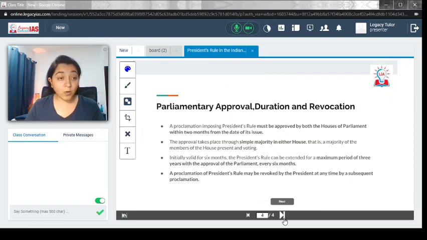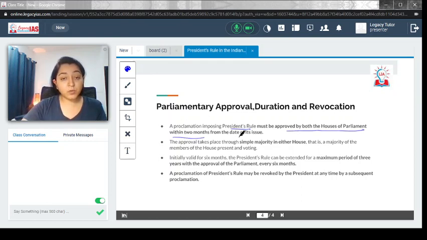Now let's quickly also see some of the other conditions mentioned in the Constitution regarding the state emergency. For example, what is the approval process? A proclamation imposing president's rule must be approved by both houses of the parliament within 2 months from the date of its issue. For example, suppose a president's rule is imposed in Puducherry, the president of India declared that this union territory will now be under president's rule.